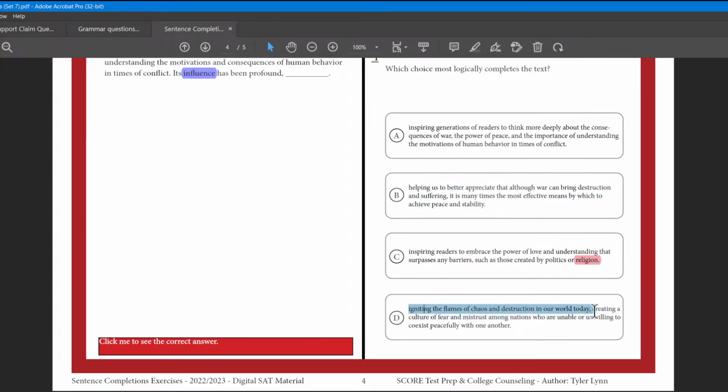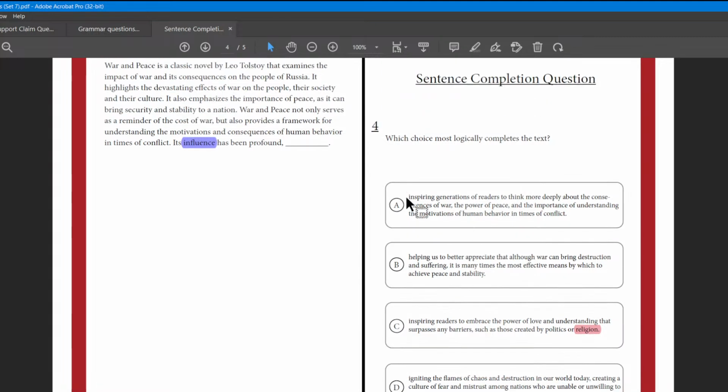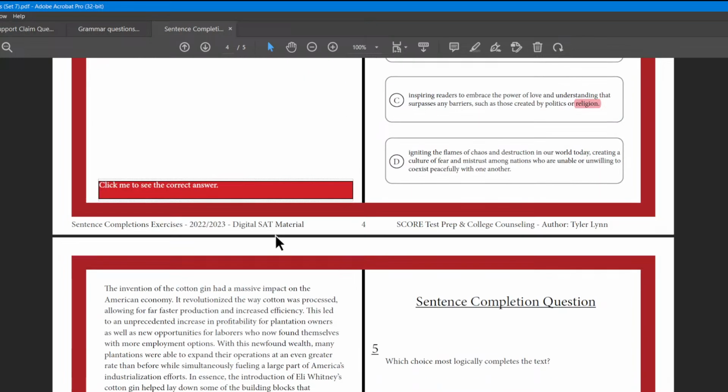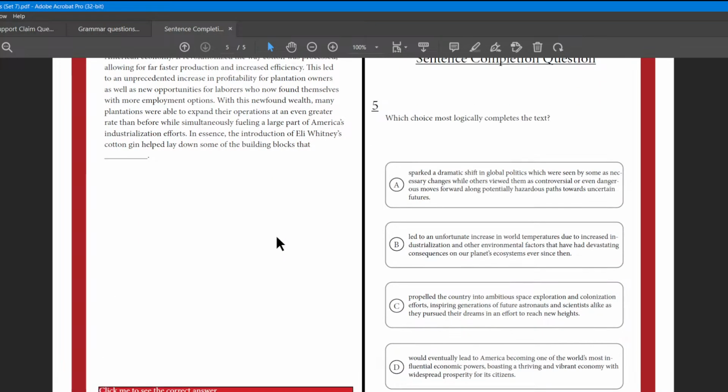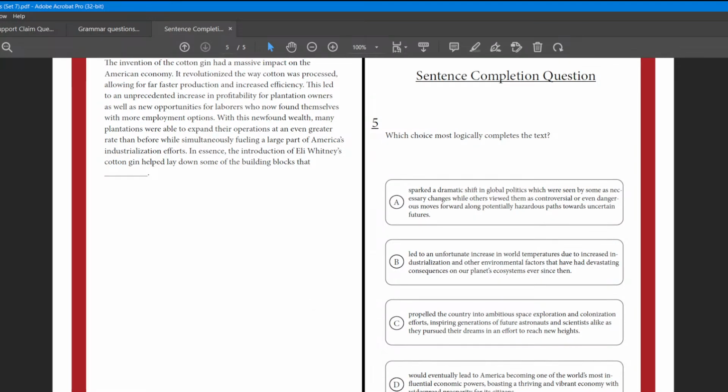This is pretty extreme. Igniting the flames of chaos and destruction. Man, that sounds like some metal lyrics right there. Yeah, that's not the answer. A is the answer. Yeah. Inspiring generations to think more deeply about the very topic of the book, which is its actual title. Who would have thought? All right.